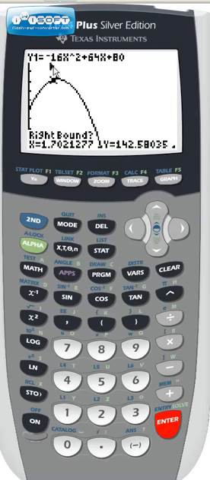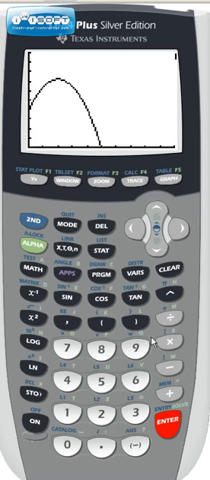Notice I get a little arrow up here. I'm going to create a boundary around my vertex. Now it asks me for the right bound. So move to the right, past the vertex, past the high point. Press enter. And for the guess question, just press enter again.